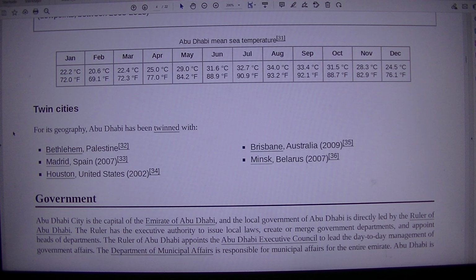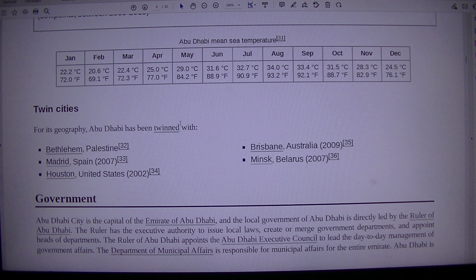Twin cities. For its geography, Abu Dhabi has been twinned with Bethlehem, Palestine; Madrid, Spain, 2007; Houston, United States, 2002; Brisbane, Australia, 2009; and Minsk, Belarus, 2007.